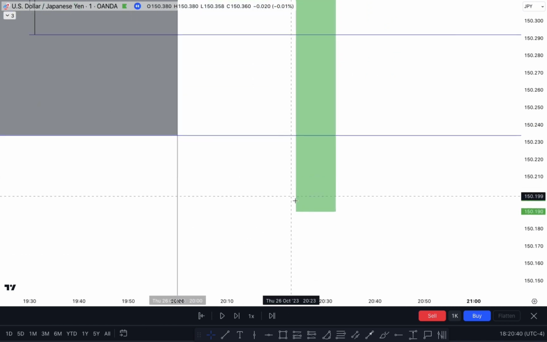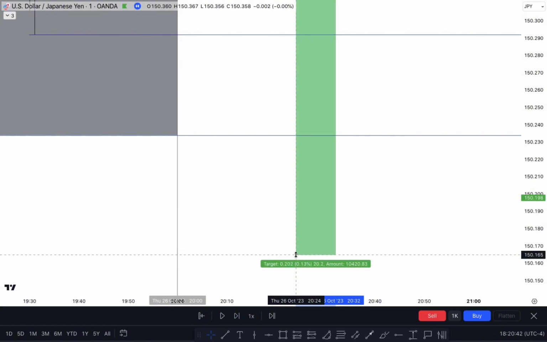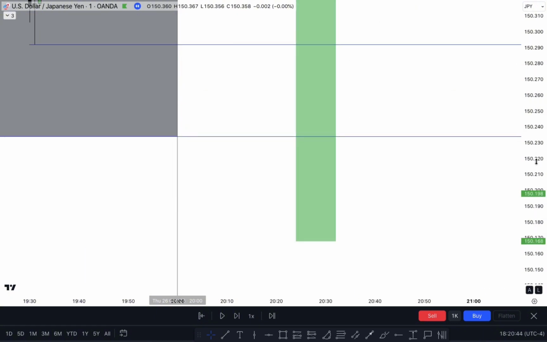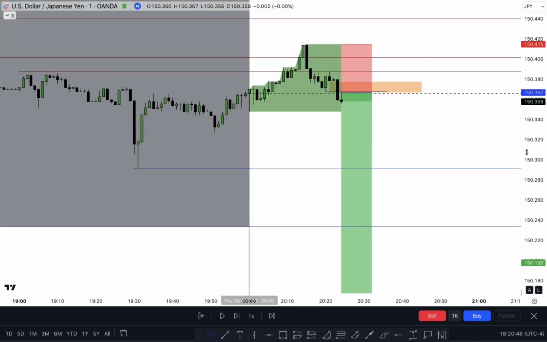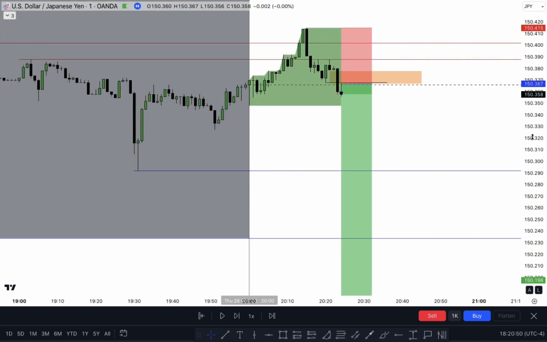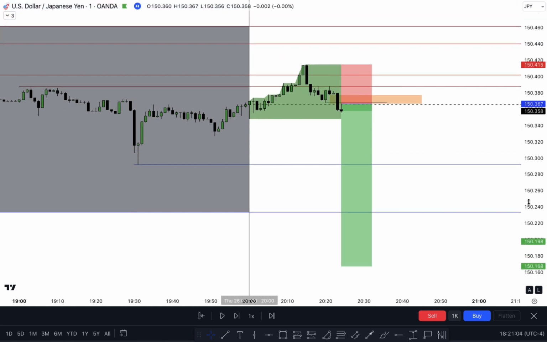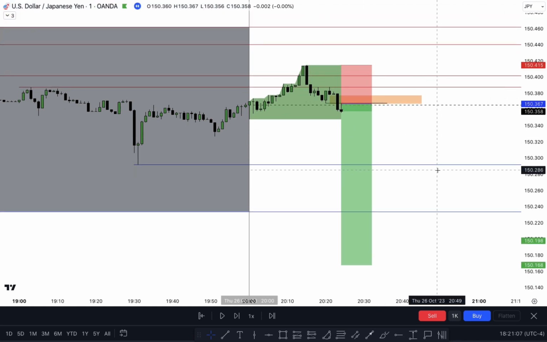Now, a 20 pip move is a very feasible price point. You can grab 20 pips out of a session's range. There are times where the Asian session is less than 20 pips, but generally, if you were to look at the average of Asian sessions, they definitely are at times above 20 pips. So there's a possibility that we could gain 20 pips during this session.